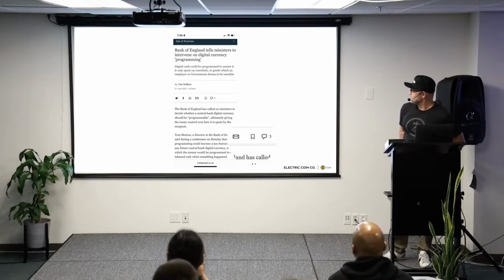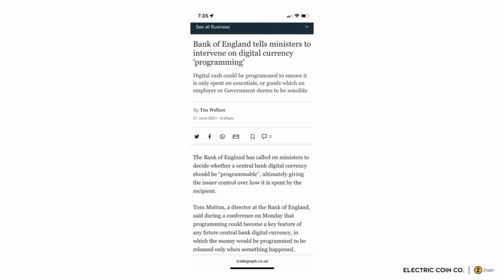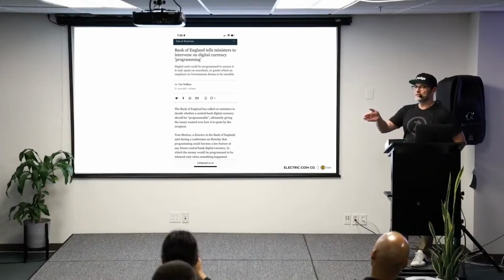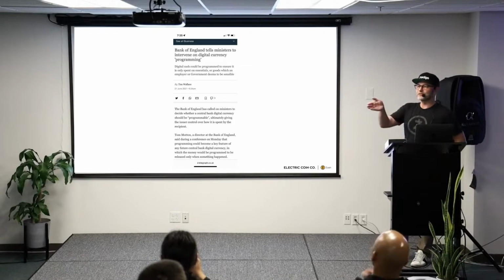This one just came up today. Marc Andreessen posted this: the Bank of England tells ministers to intervene on digital currency programming. They want to be able to program it so much that the government can completely control how and when you can spend your money. If they give you money and can track it to you, they say, we want you to spend it on certain goods and services, but not other things, and they want the ability to pull it back.